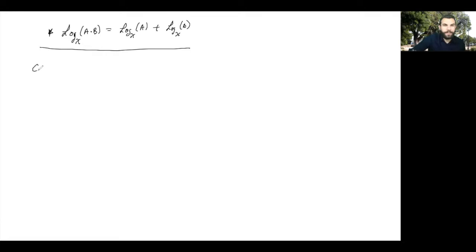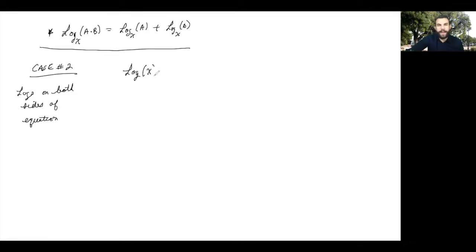So case number 2 is logs on both sides of the equation. Here's the rule that we're going to follow. If we have log of x equal to log of y, and let's give them the same base, say base 2. I seem to like base 2. I seem to be using it for all my examples. I don't know why. It could be anything.